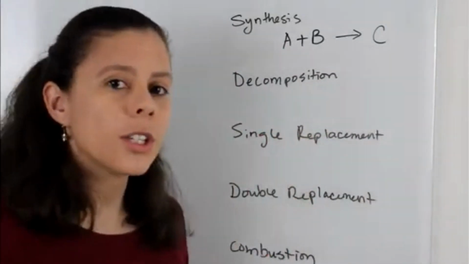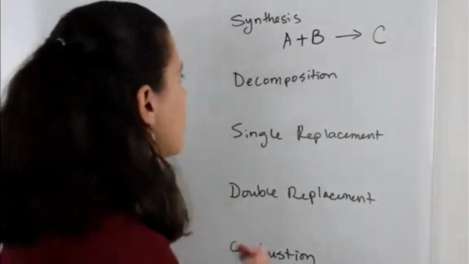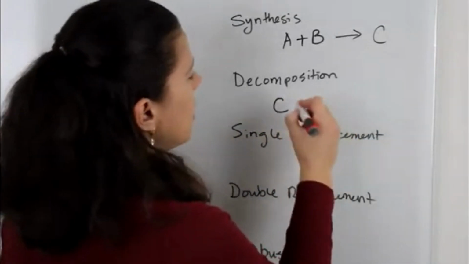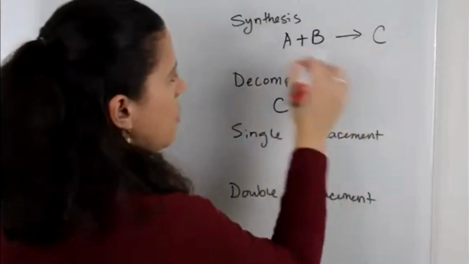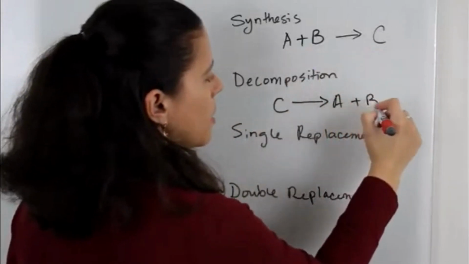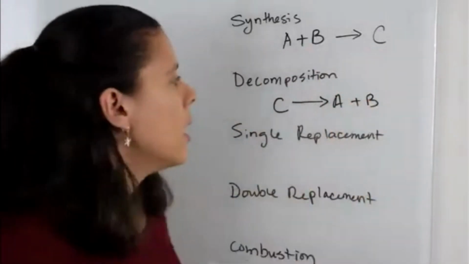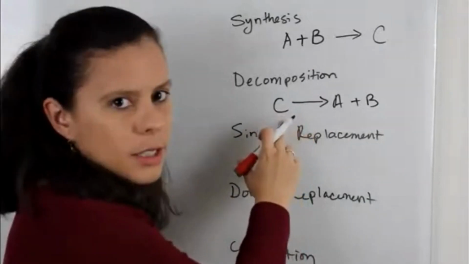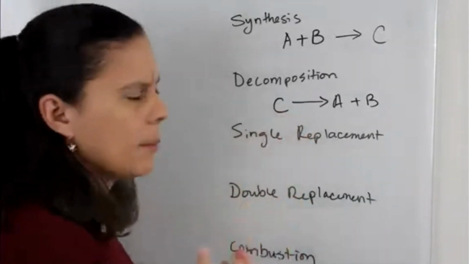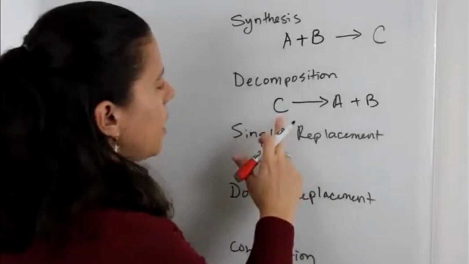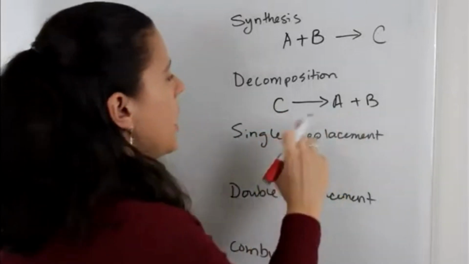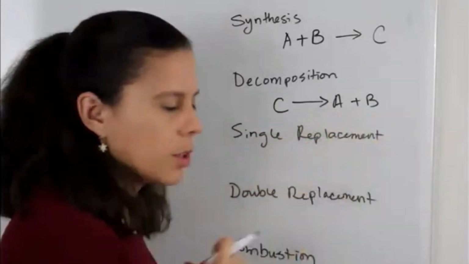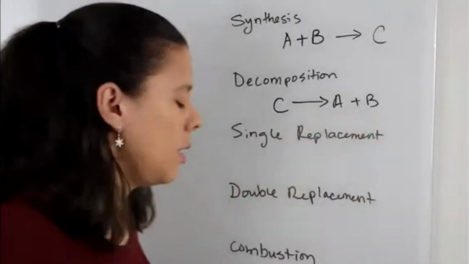The decomposition is the opposite of a synthesis, right? So if I go from C, that C would become A plus B, as simple as that. Again, this is going to be a molecule. This is going to be an element. The element is not going to break. The molecule, or the compound, is going to break, and then it's going to divide into its components or some sort of components of it.